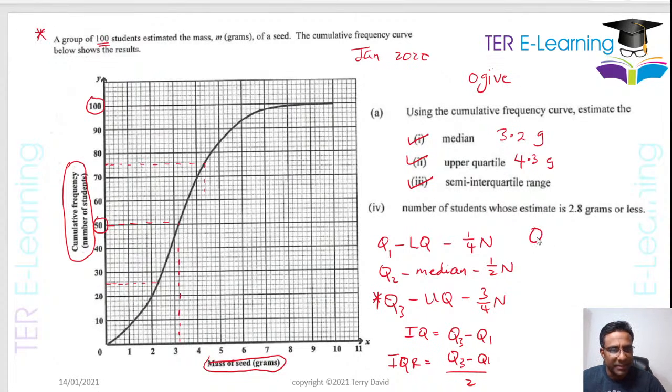So what I'm getting here is Q1 is equal to 2.3 grams, right? That's what I'm getting for Q1.